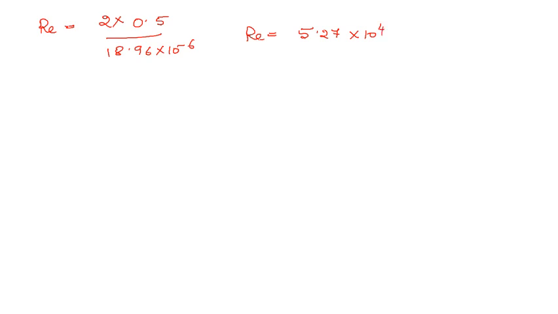If the Reynolds number is more than 5 into 10 to the power 5, then only it is considered turbulent, right? But in this case, I have got the value to be 10 to the power 4, which is less than that. Therefore, the flow in this case is laminar.